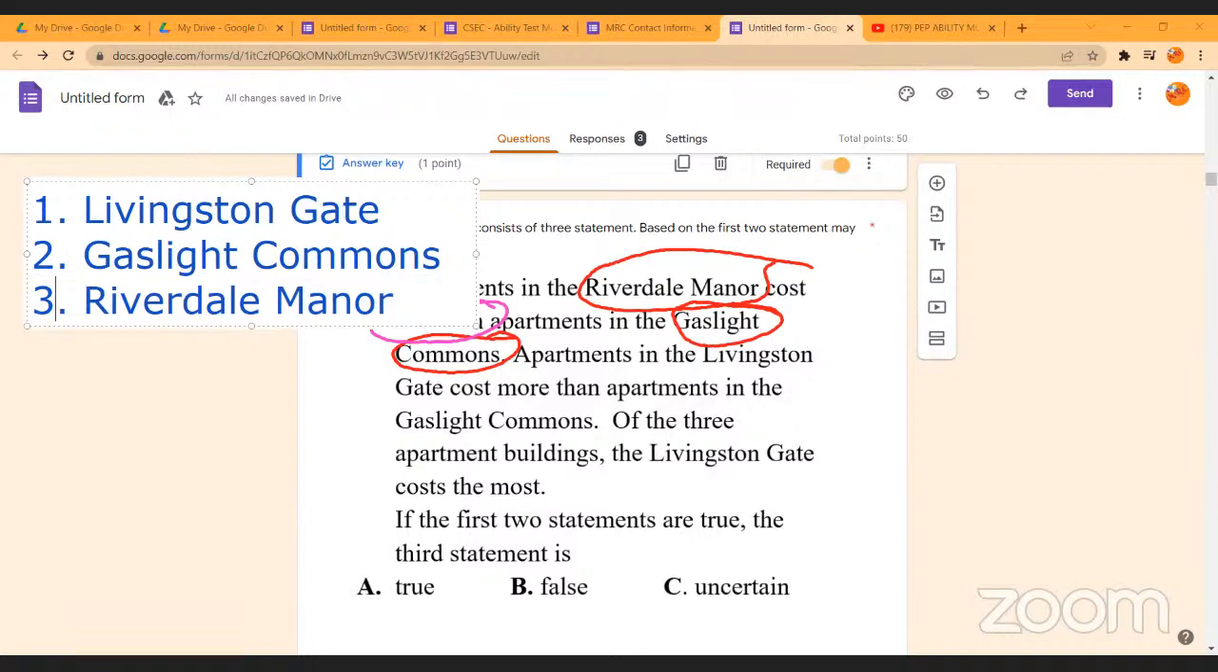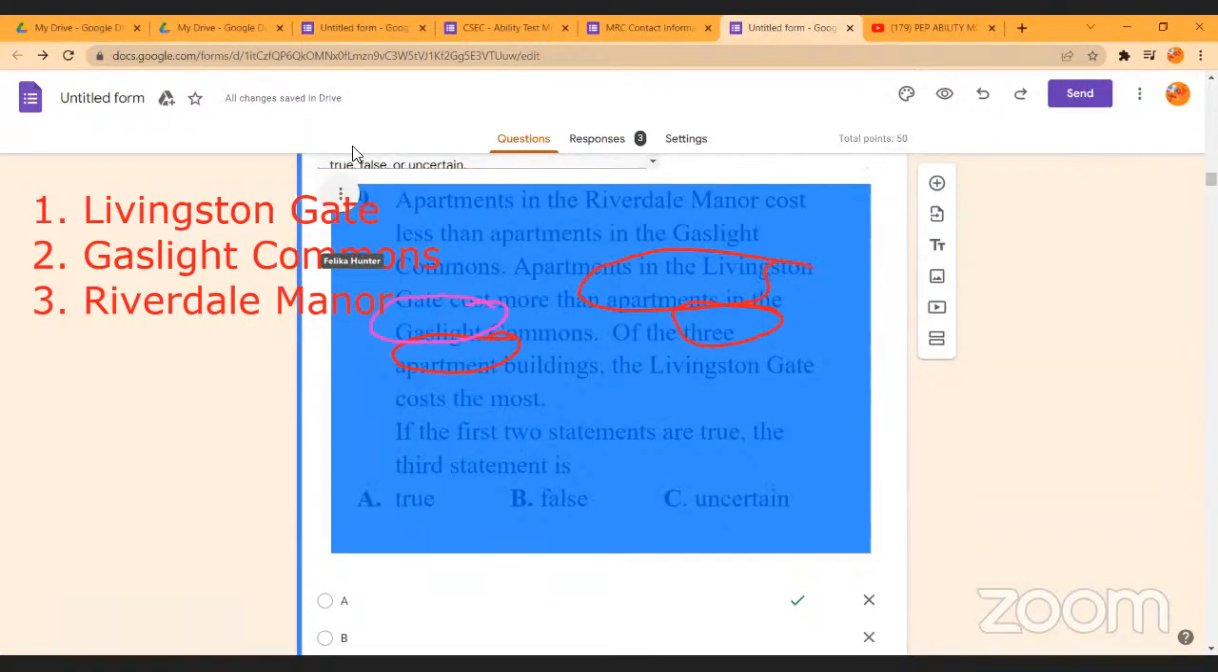All right, so let's look at the last part of the question now, Santina. Of the 3 apartment buildings, the Livingston Gate costs the most. Based on what we have here now, Santina, right? Hold on, let me change that color. Based on what we have here, honey.